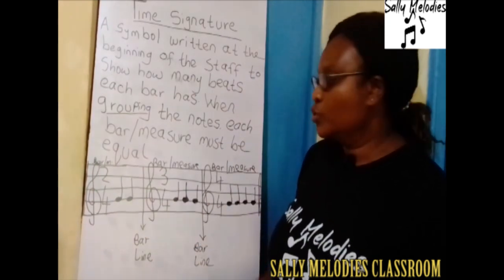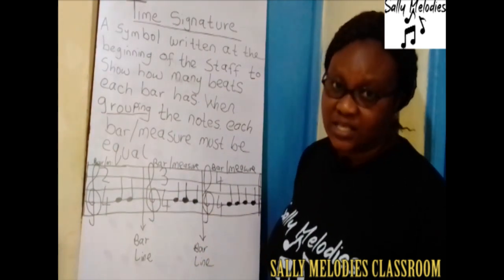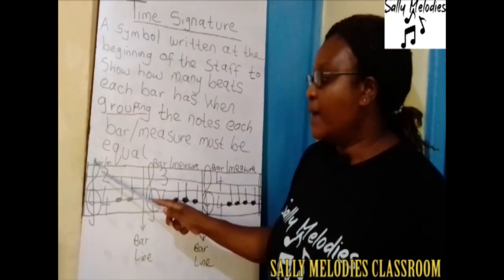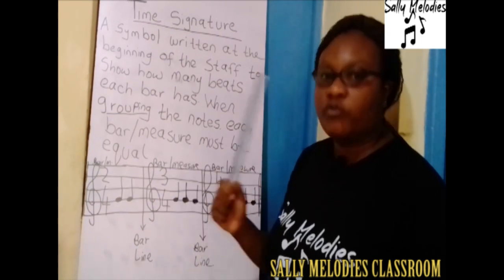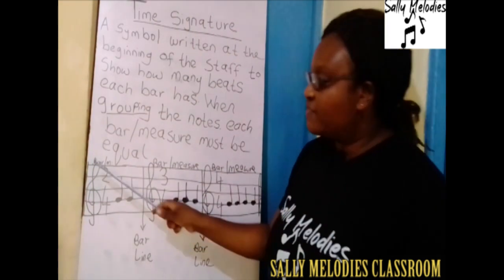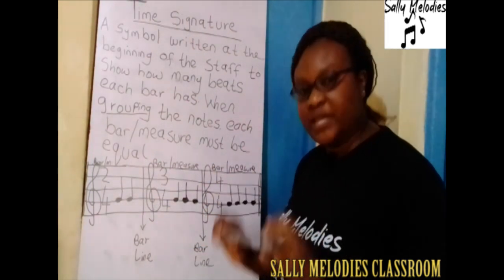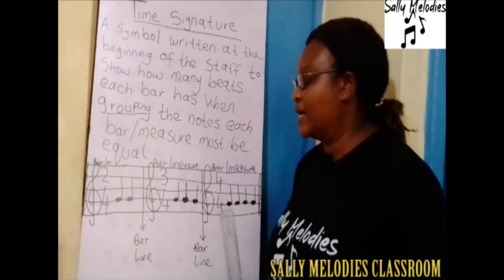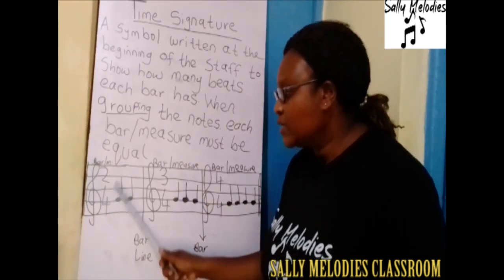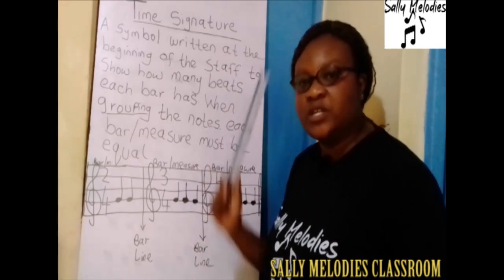So what you need to do is to know what the upper number talks about. The upper number talks about the number of beats in that bar. I repeat, the top number talks about the number of beats in that particular bar. And then the lower one talks about the value of the notes that have been used.